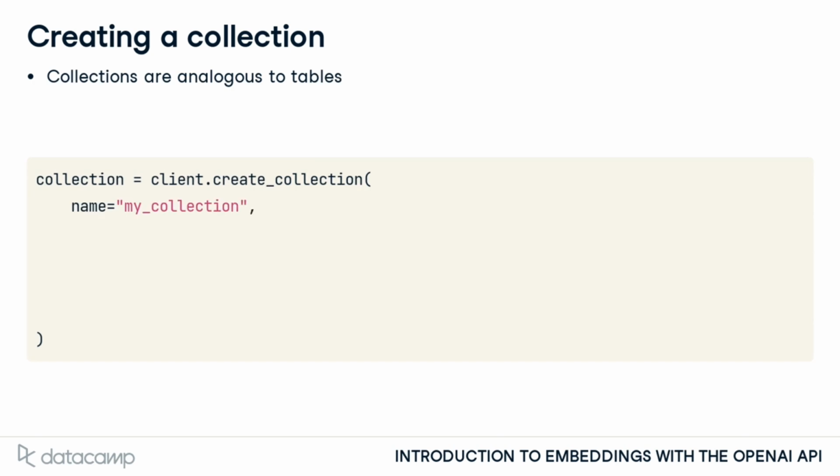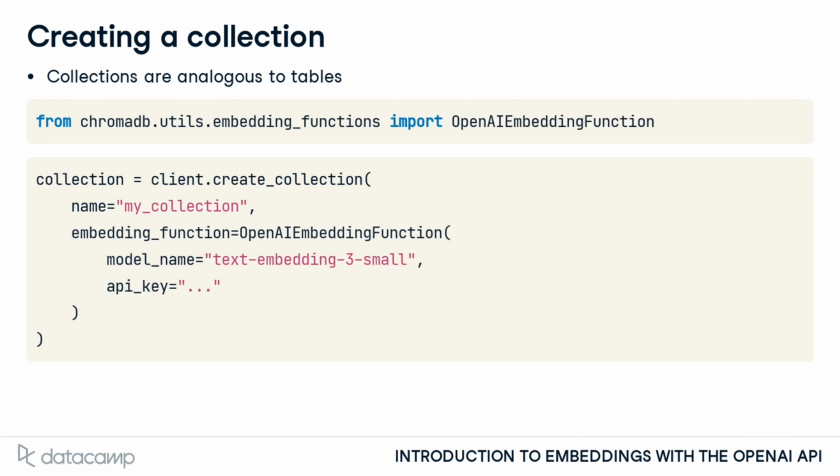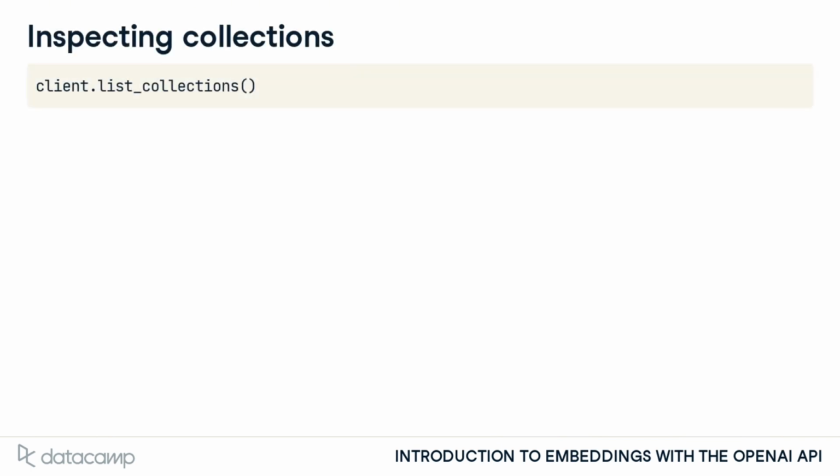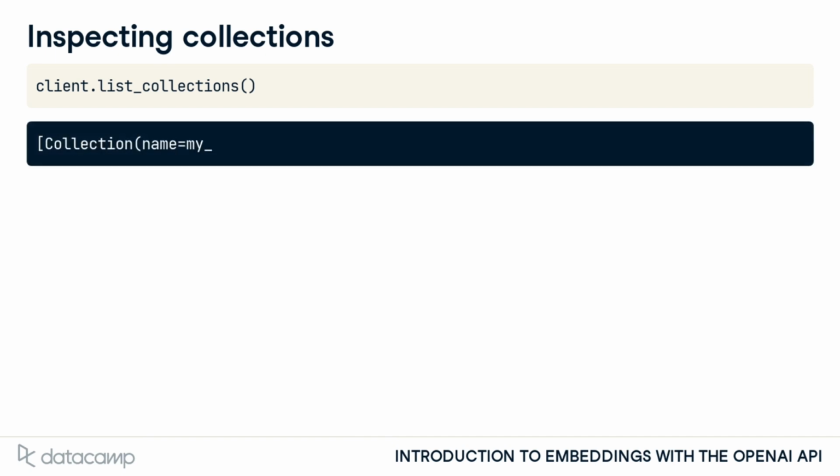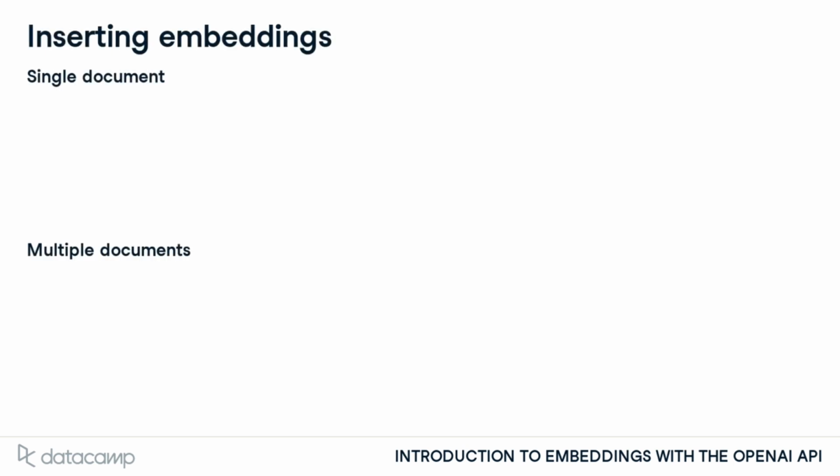When creating a collection, we need to pass the name of our collection, which is used as a reference, and the function for creating the embeddings. Here, we specify the OpenAI embedding function and API key. In Chroma, and in many other vector databases, a default embedding function is used automatically if one isn't specified. The listCollections method lists all of the collections in the database, so we can verify that our collection was created successfully. We are now ready to add embeddings into the collection.